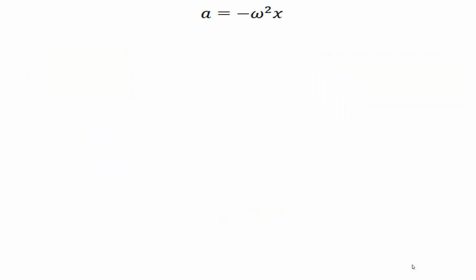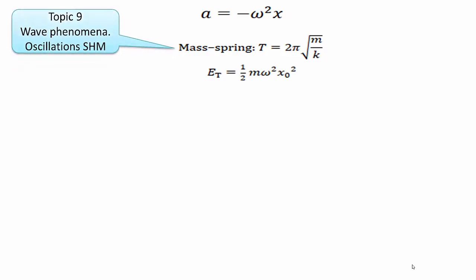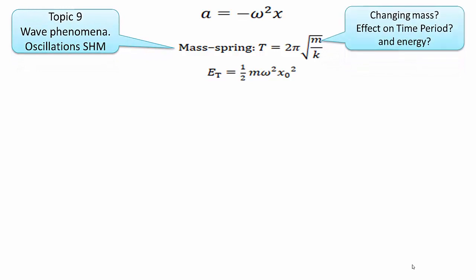Right, you know that in simple harmonic motion the equation is a = -ω²x. This is the mass spring system, this is the time period, and the total energy is equal to ½mω²x₀², where x₀ is the extension or the displacement. We need to look at what happens to the time period and the energy if we change the mass.